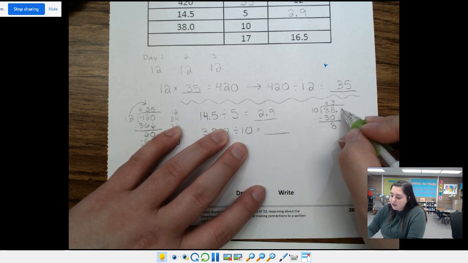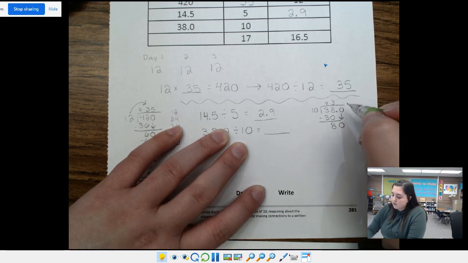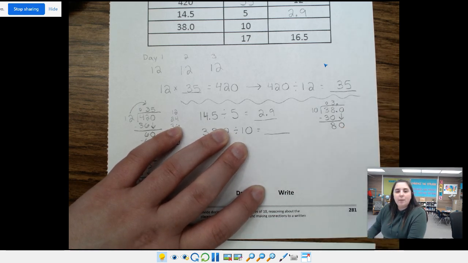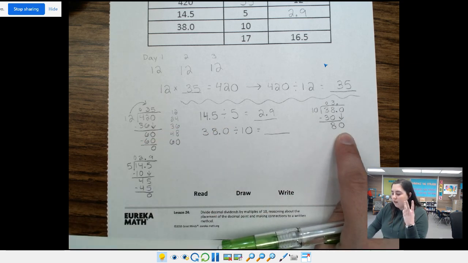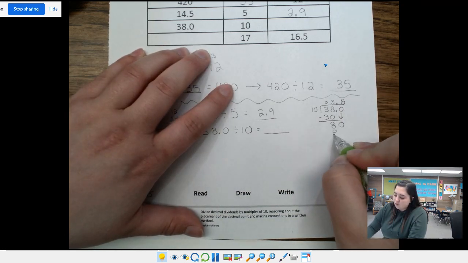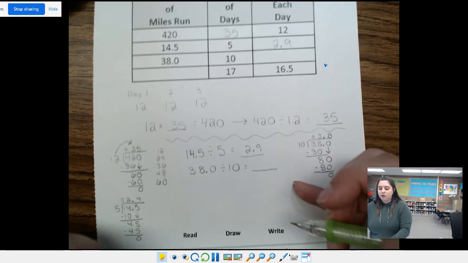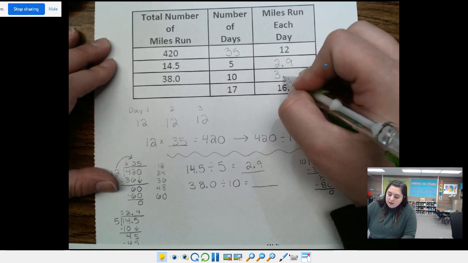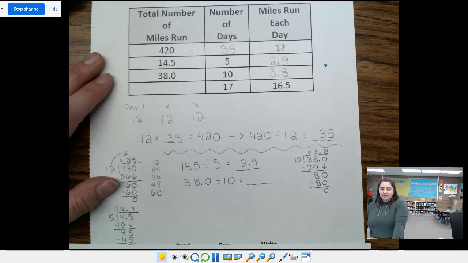And look at that. We need that 0 that was here. So that 8 becomes an 80. Don't forget to bring your decimal up. How many times can 10 go into 80? 10, 20, 30, 40, 50, 60, 70, 80. 8 times, which gets you right on 80. There we go. So how many miles did she run each day, or he or they? 3 8/10 of a mile. Okay, one more.